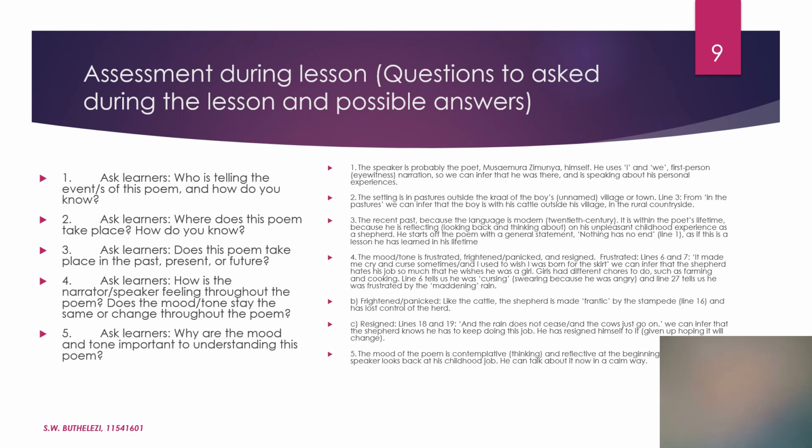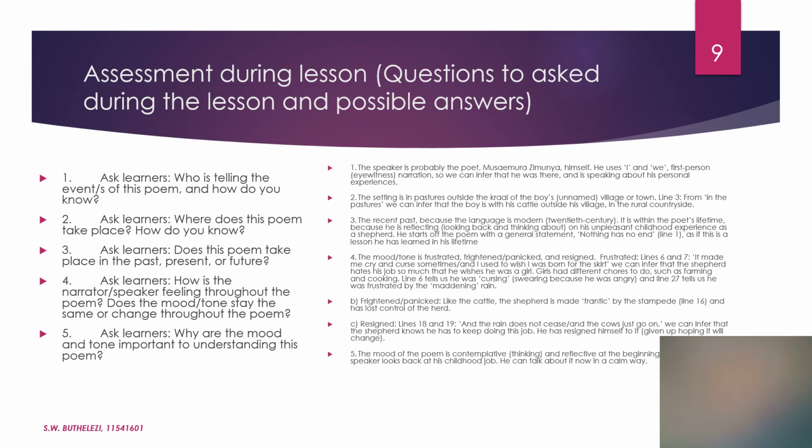There are even lines that support the statement. In line 3, there is a statement that says "in the pastures," so we can infer that the boy is with his cattle outside his village in the rural countryside. I will ask the learners if the poem takes place in the past, present, or the future. I will also ask them how the narrator or the speaker is feeling throughout the poem.